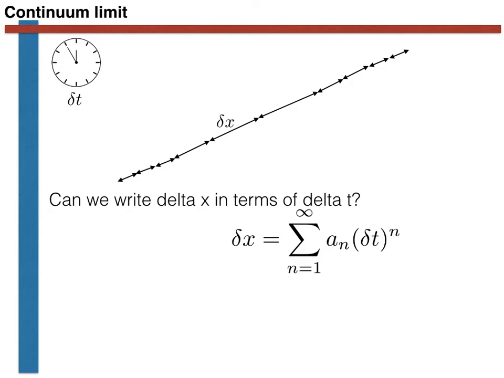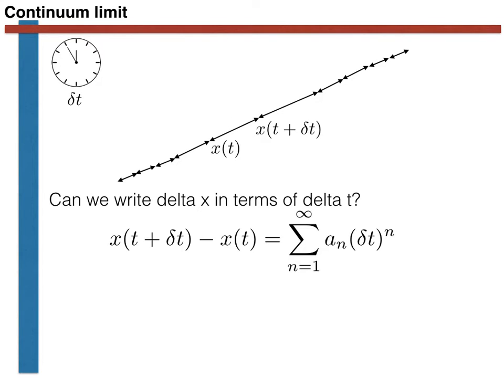I want to make one further small change before I move on with this derivation. I want to rewrite the delta x part as x of t plus delta t minus x of t, as shown here. These two numbers, x of t plus delta t and x of t, represent my position at time t during my journey and my position at a time delta t later, as shown on the figure.